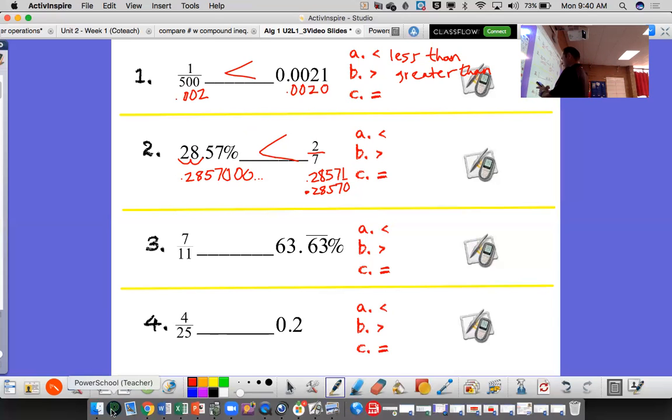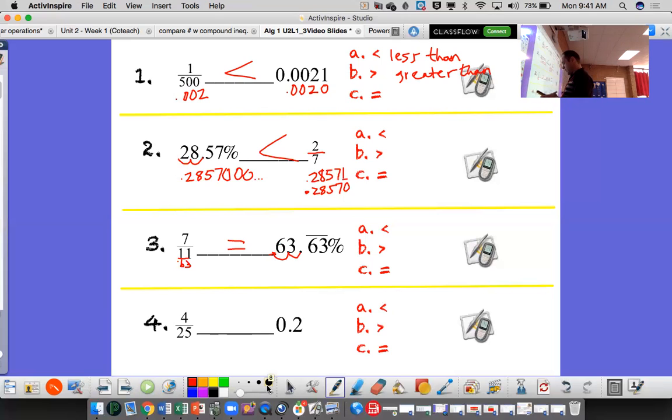7 divided by 11 is literally 0.633. Oh, that's not mirrored, so it looks backwards. But it's the same thing. It's 0.63 repeating, and that's 0.63 repeating. So these are equal. All right, if I move this over 2 spaces.